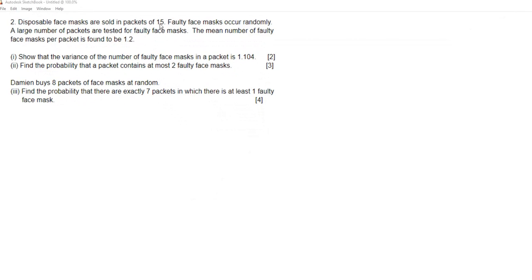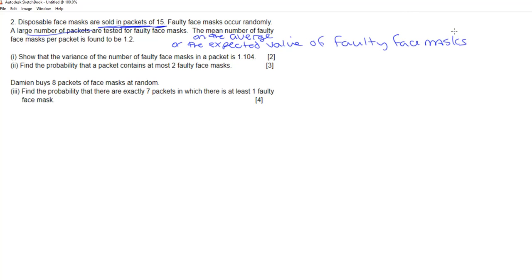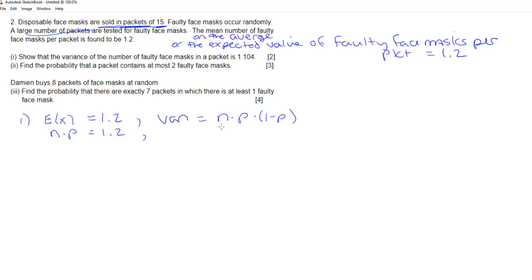In problem number 2, it says we've got disposable face masks and they're sold in packets of 15, and a faulty face mask occurs, and they get the average number, or the expected value, of faulty packets as being 1.2. So basically what's happening is they're giving us the expected value. So if I know that the expected value is equal to 1.2, and n times p is equal to 1.2, well, if I go now and figure out the variance, that's n times p. I can replace that with 1.2, but then I need 1 minus p.